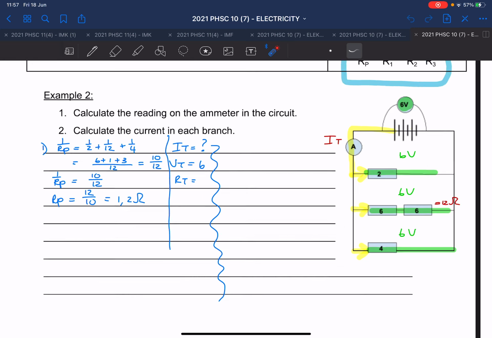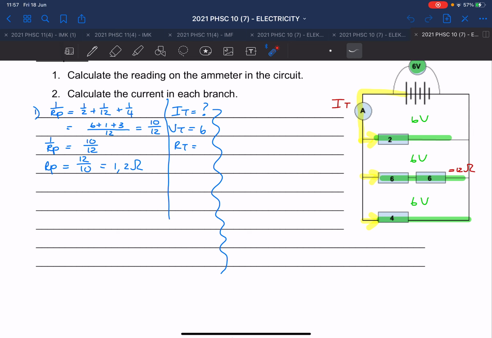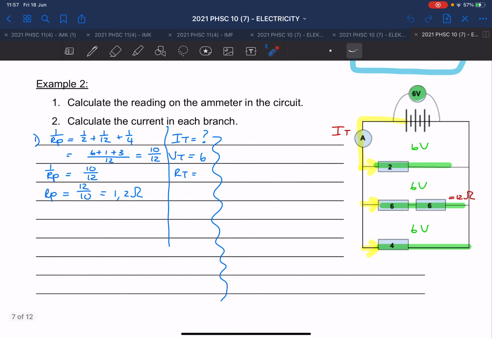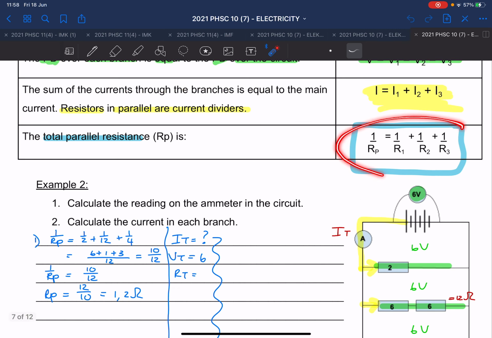Alright. Okay, so it asks there, calculate the reading on the ammeter. The ammeter measures the total current, so we want the total current. For that we need the total volts, which is 6, and the total resistance, which we calculate using the parallel resistance formula. Okay? So we use that formula. That will be on your data sheet. So you're going to use that formula.